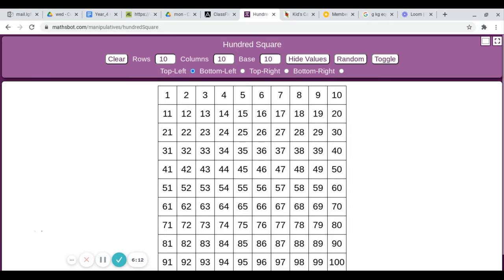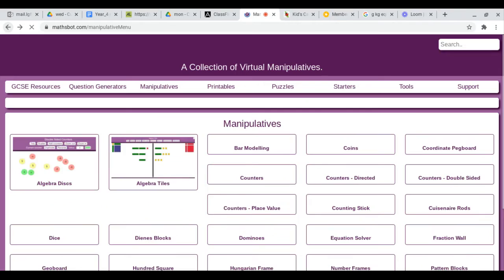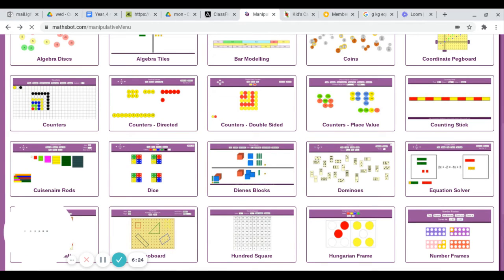100 square. Lots of people like 100 squares. They're useful. You can click on things here to hide things, or you can change things if you want to. You can change the number of columns. Quite a few things you might quite like in here. It helps you work with numbers.